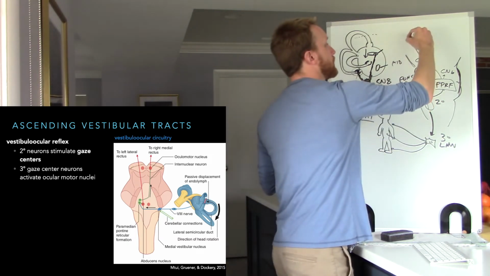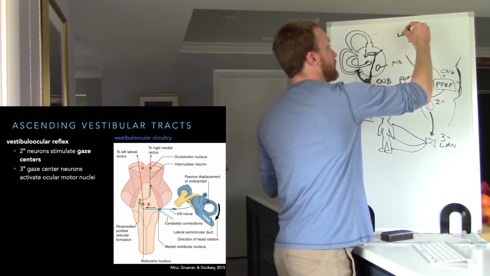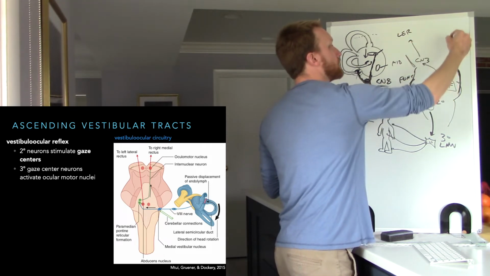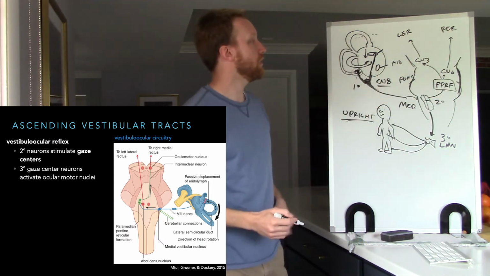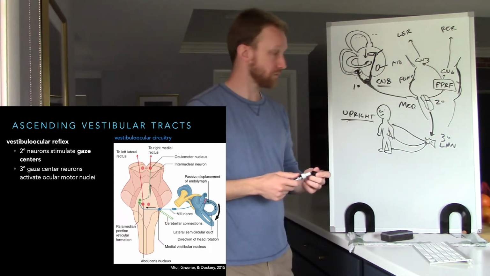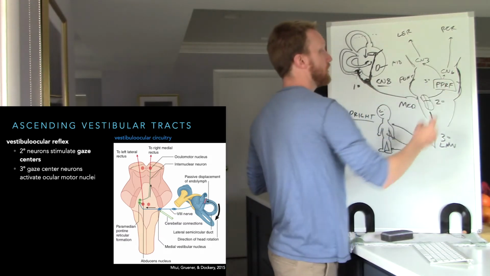Cranial nerve 3 is going to turn our left eye to the right, and cranial nerve 6 will turn our right eye right. And that is your vestibulo-ocular reflex. So the third order neurons are going to be then in the gaze center.